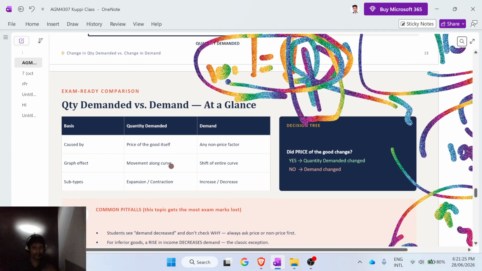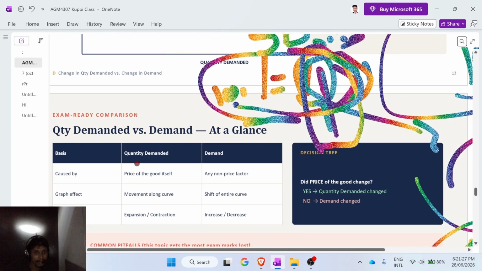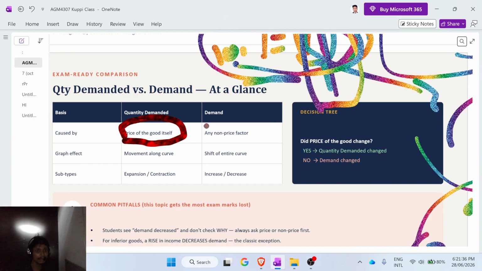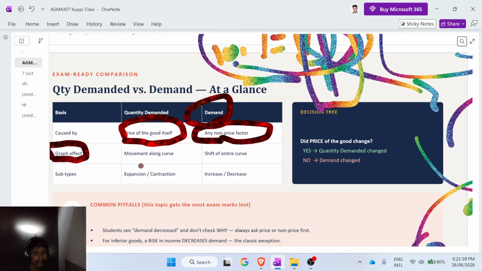Let's read this slide. Change in quantity demanded is caused by the price of the good. We already discussed the price of the good, but demand is based on other factors like income, any special announcement, taste, government's announcement like that. Here is the graph effect. We already discussed that in quantity demanded, the movement is along the curve.